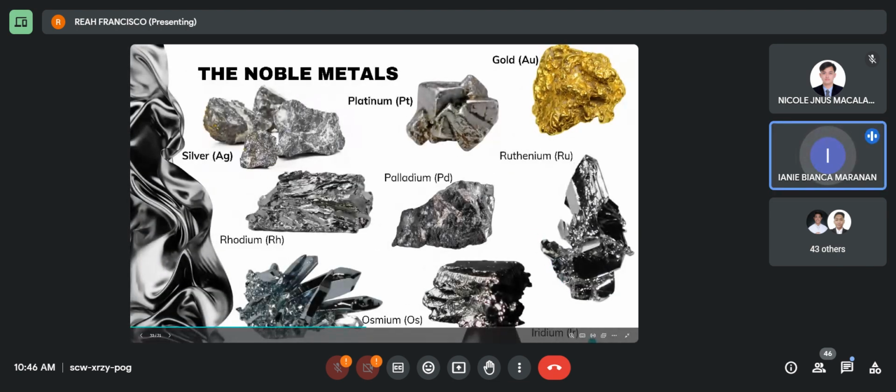The noble metals are silver, gold, platinum, palladium, rhodium, ruthenium, iridium, and osmium. And the first three are the most common and makikita mostly sa mga jewelry, the silver, gold, and platinum.